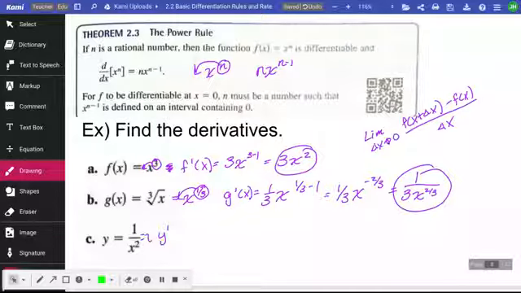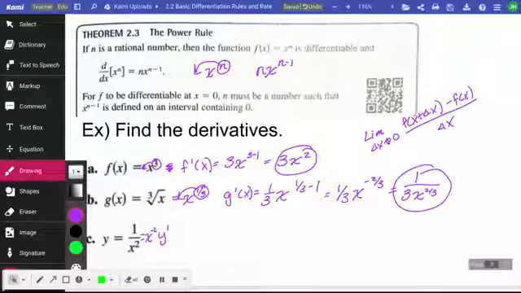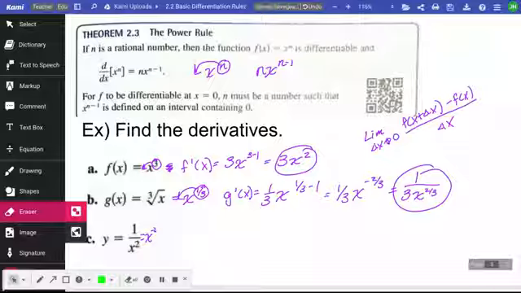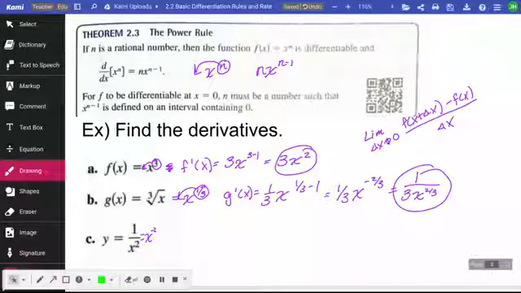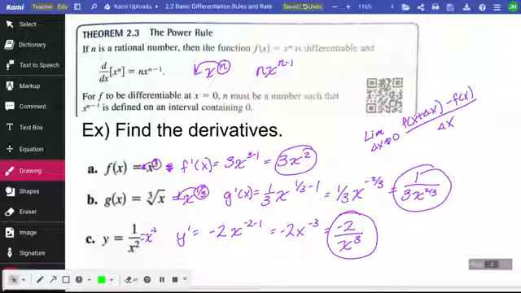This one would be easier to rewrite as well, x to the negative 2. Let me scoot this guy over a little bit. So y prime is equal to, multiply my exponent down in front, x to the negative 2 minus 1, negative 2x to the negative 3 is equal to negative 2 over x cubed. If you're confused about some of those simplifications, you probably need to go back and review power rules that you've done in previous years, but that we did review in Chapter 1 or Chapter P.